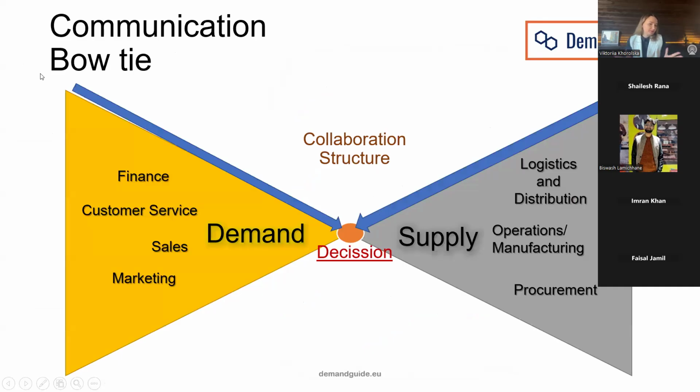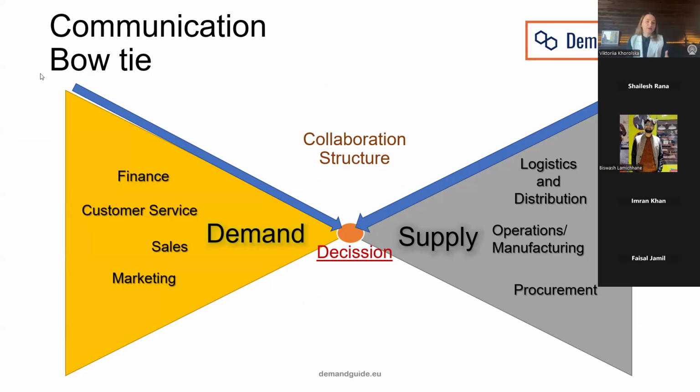And this is basically another communication wall. Why do we need this collaboration? We are bringing together two sides of the company. One side is the demand side, or commercial side, of the company. The other one is the supply side, or executional part of the company.